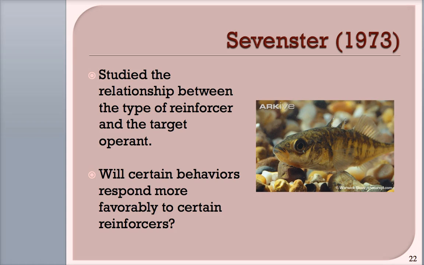Okay, so in the second study, Svenster in 1973 studied the relationship between specific target behaviors and different types of reinforcers. And he asked whether or not certain behaviors would respond more favorably to different reinforcers. And he studied 3-spine stickleback fish. So here's our little 3-spine guy.